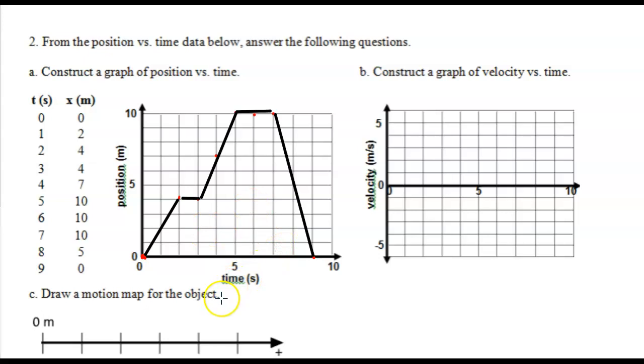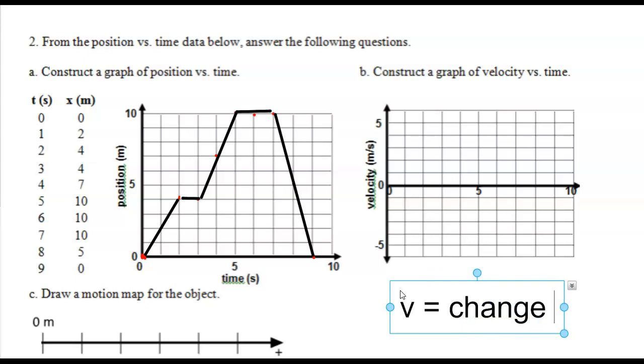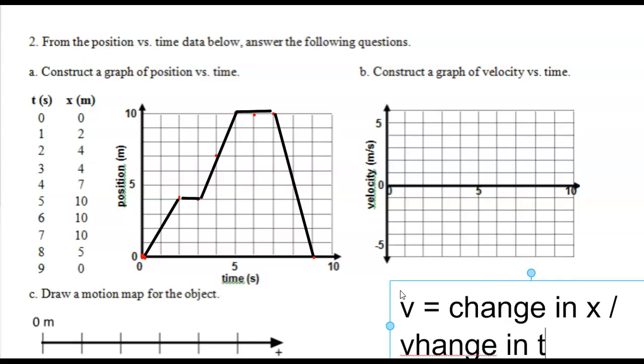And we're going to calculate velocities from this. So again, the velocity for the time interval is equal to the change in position divided by the change in time.